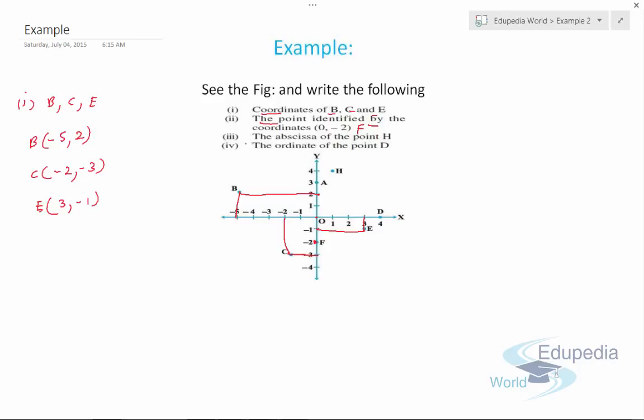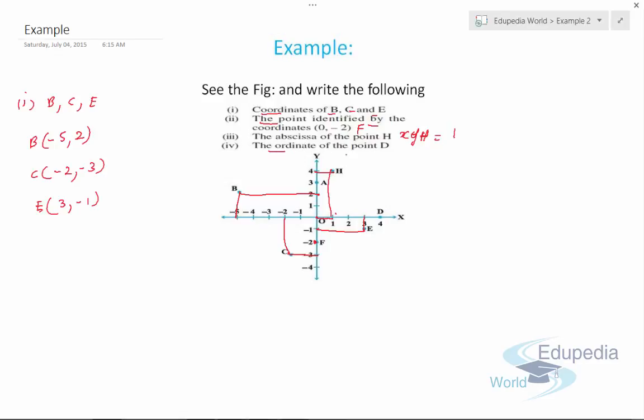Now the abscissa of point H. The abscissa of point H means we have to write the x part. Now the H point is over here, so we can clearly see that the x part of H, or the abscissa of the point H, will be 1.